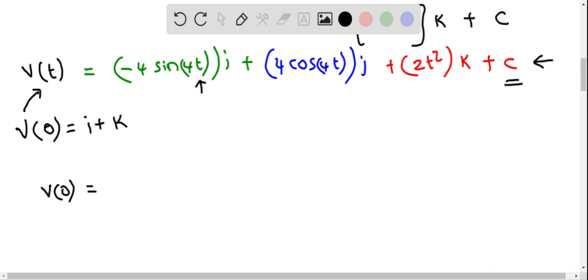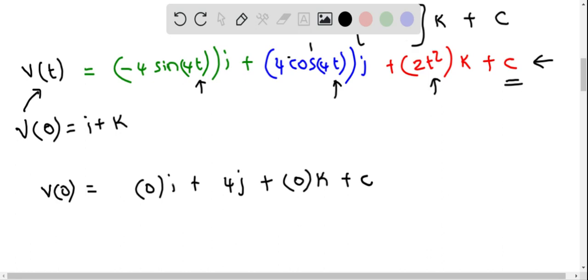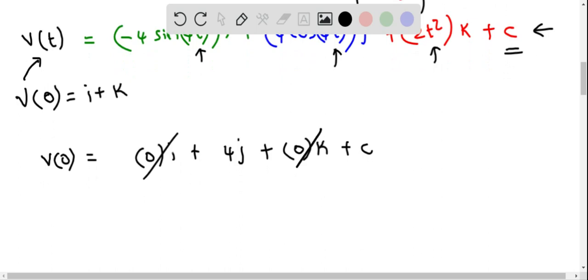So this becomes sine of 4 times 0, that is sine 0. Sine 0 is 0, so the i component becomes 0. Plus, if you replace t by 0 over here, 4 times 0 is 0 and cos 0 is 1. So 4 times 1 is 4. So we get 4 times j plus, if we replace t by 0 here, this becomes 2 times 0 squared, which is 0, and so it becomes 0 times k, plus c. This means we don't have an i component and k component. We only have the j component, which is 4j.